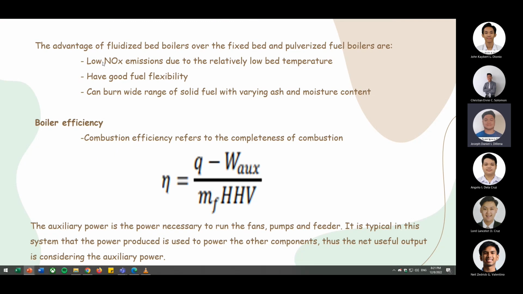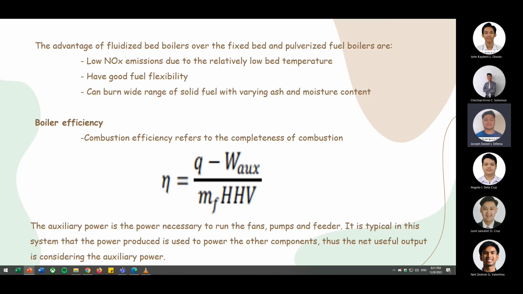The advantages of fluidized bed boilers over the fixed bed and pulverized fuel boilers are low nitrogen oxide emissions due to relatively low bed temperature, and good fuel flexibility. They can burn a wide range of solid fuel with varying ash and moisture content.